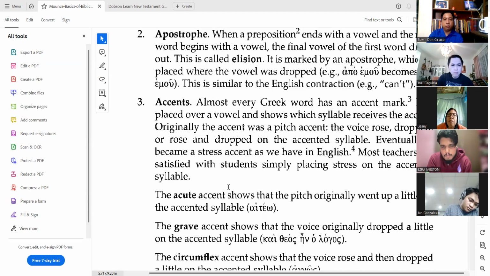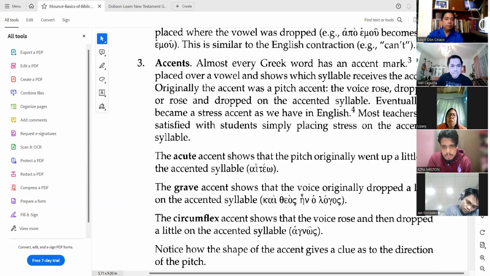And then accents. During the early writings of ancient Greek, everything was in capital letters. I've shown a page of Codex Sinaiticus last meeting, and the accents were placed later, no? During perhaps the 4th or 5th century. There were scribes who added some accents to help the reader with how the words are pronounced, okay?